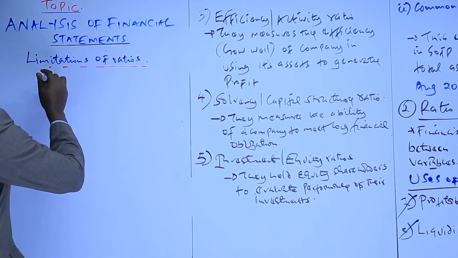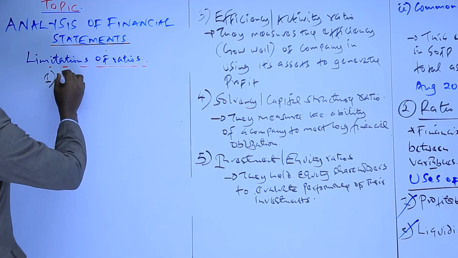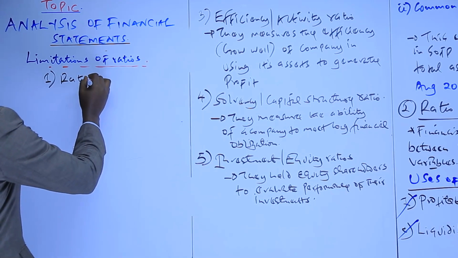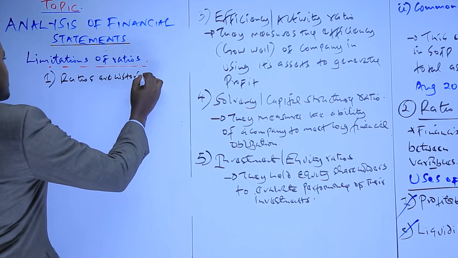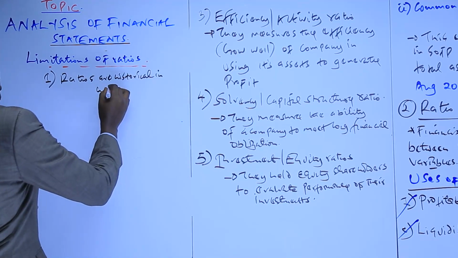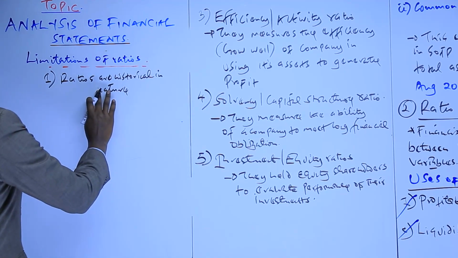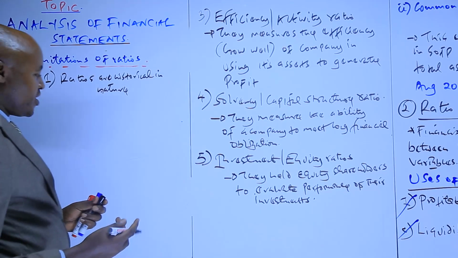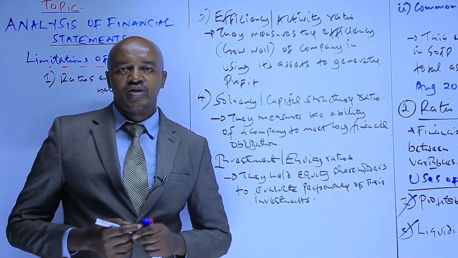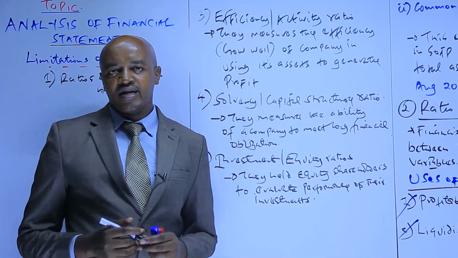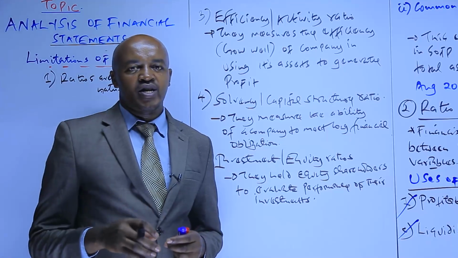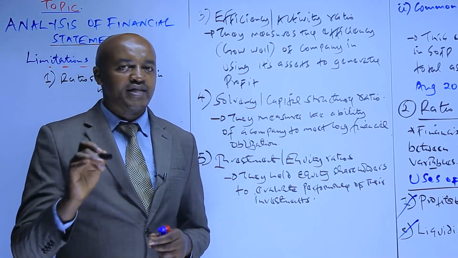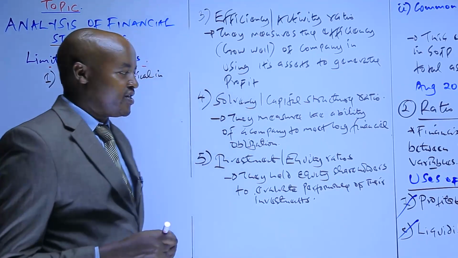Number one, we say that ratios are historical in nature. So historical in nature means what? It means that when a financial analyst is computing ratios, ratios are always computed based on the past data. And therefore, if the circumstances have changed, then those particular ratios cannot be used in terms of making what? Decisions about the future. That is one of the limitations.